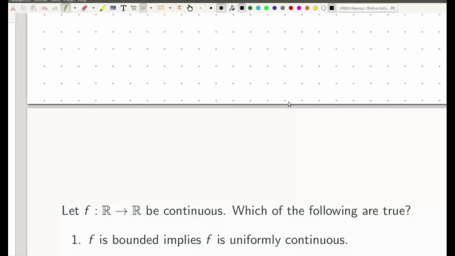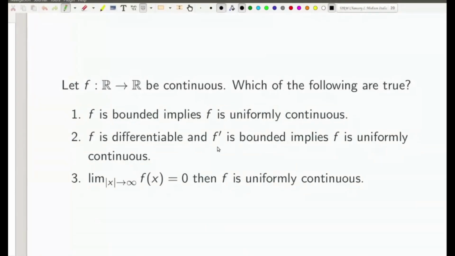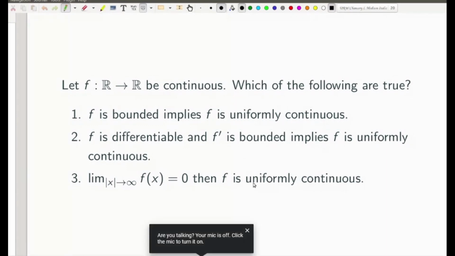Okay, and the second one is: f is differentiable and its derivative is bounded, and we have to check if it is uniformly continuous. And in the third one, we have that f goes to 0 at infinity, I mean in the ends, and we have to check if it is uniformly continuous in all the cases. So any idea how to go about it?